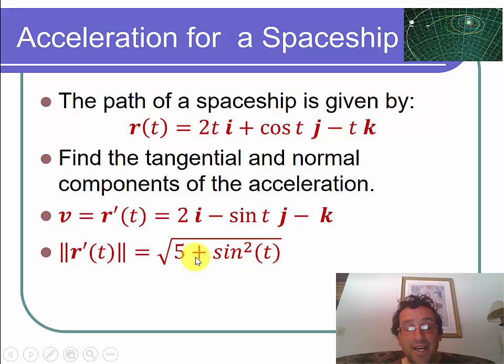The magnitude of the velocity vector is going to be the square root of 2 squared plus 1 squared, so that's the square root of 5, plus the sine squared of t.